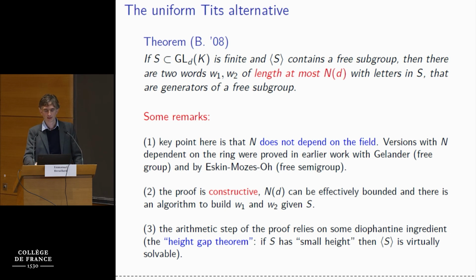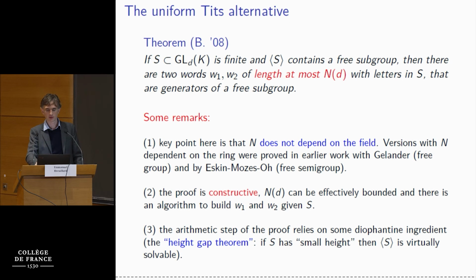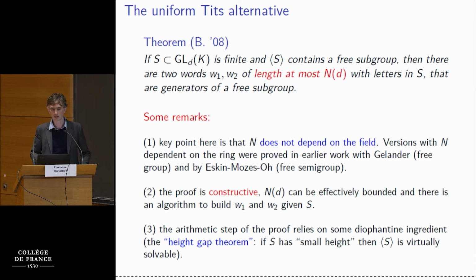Okay. And that follows from the theorem, and it's also one of the main special cases that you need to prove the theorem. And so the proof is constructive, so it gives you an algorithm to actually find the W1, W2, and the proof is an extension of Tits's argument. It's the same strategy of proof.